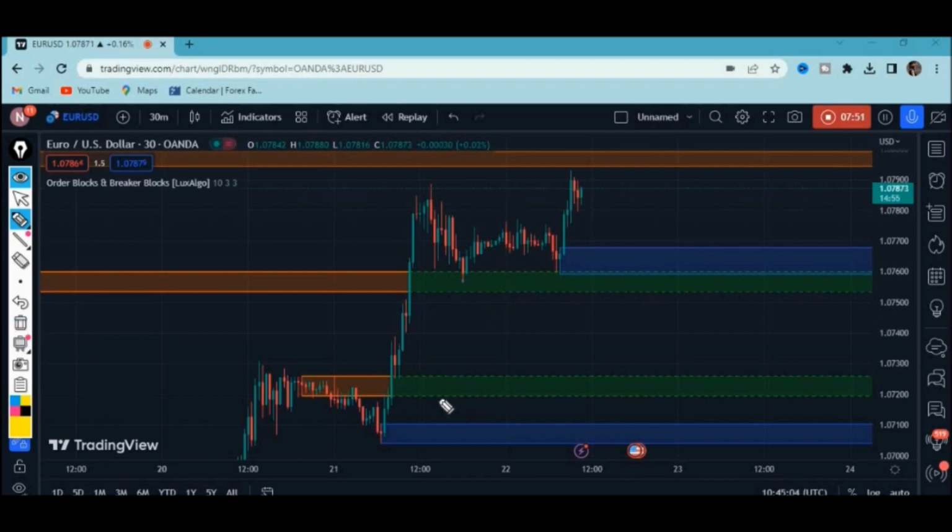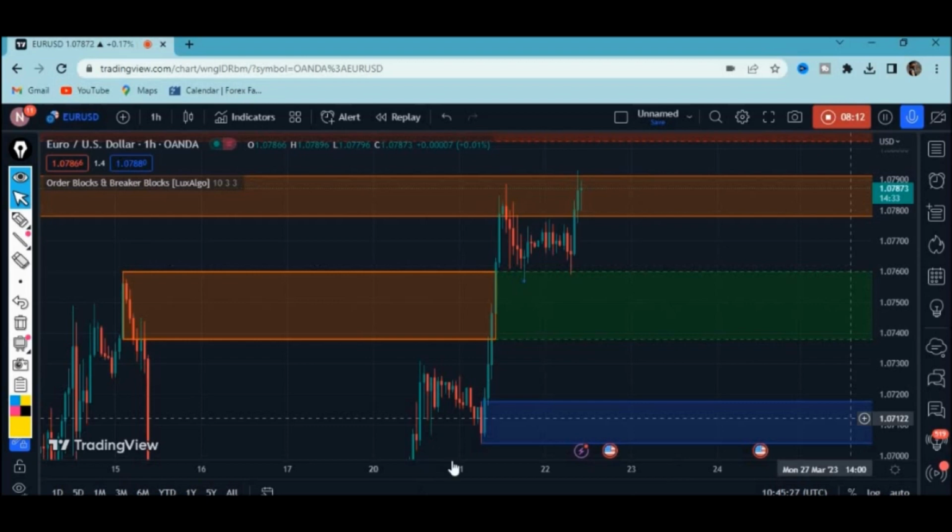I know now you have an idea of what a breaker block is and how you can approach it to execute trades. Okay, as simple as that. Remember, I'm using this on the 30 minutes time frame on EUR/USD. Okay, so guys, we can look at this on other time frames.